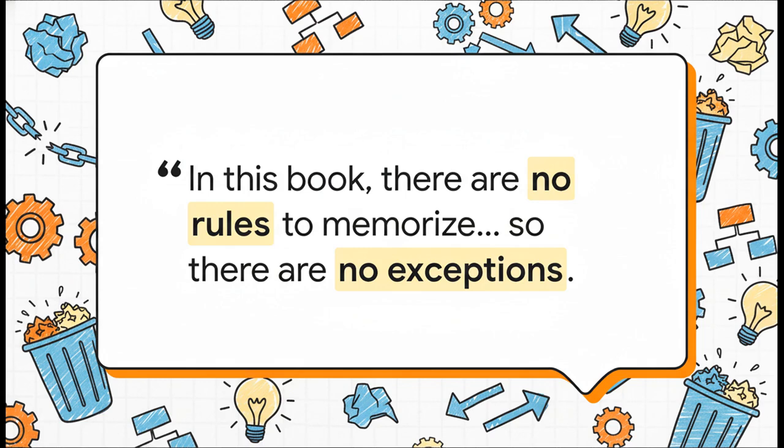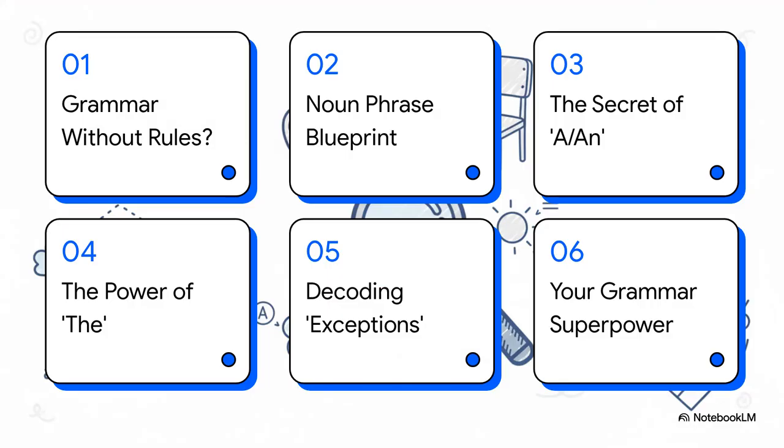Okay, let's dive in. So here's our game plan. We're going to start with a really basic blueprint, then we'll uncover the two simple secrets behind a and the, and finally, we'll use that logic to completely dismantle those so-called exceptions. By the end of this, you'll have a whole new way of looking at English grammar.